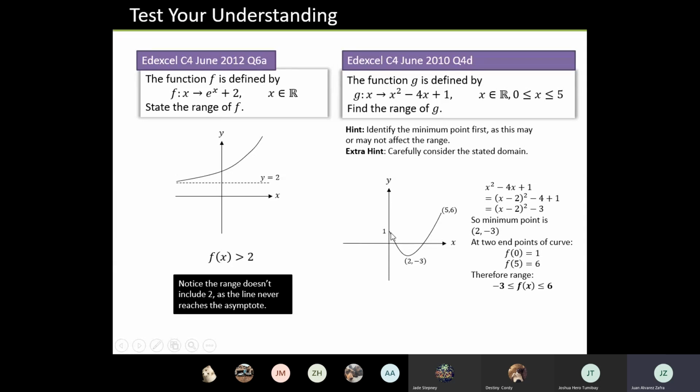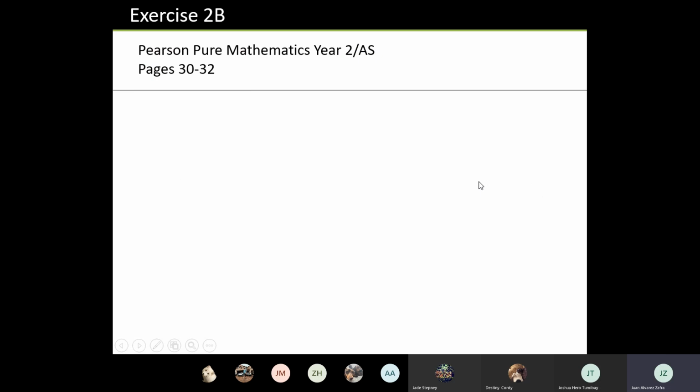And in fact, if you want to be precise about it, I would draw a filled-in circle here and a filled-in circle here to indicate that those points are included. And if one of them wasn't, you'd have a little empty circle at the end to indicate that point isn't in the actual graph. Okay, let's move on. So exercise 2b is what to do after that.